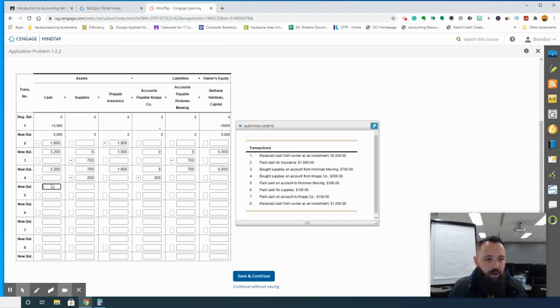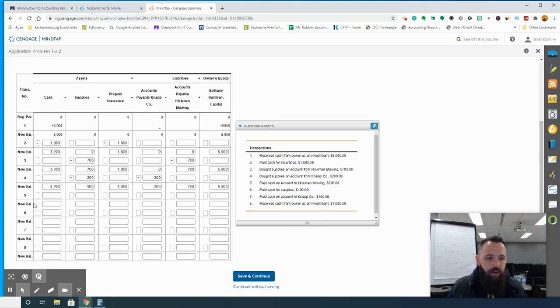Let's bring down all of our balances or recalculate them. 900 here for supplies. 1,800 comes down. 200 is now the new account balance for accounts payable to Knapp. We are going to move that 700 down because nothing's affected. Move this 5,000 down.